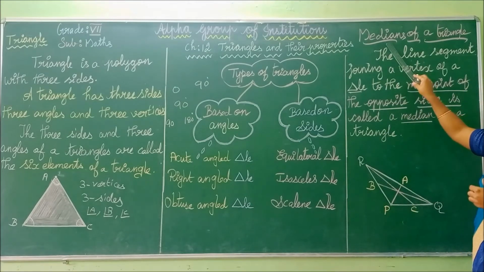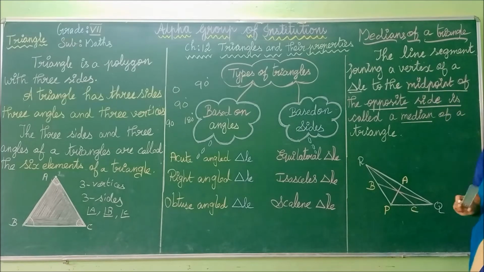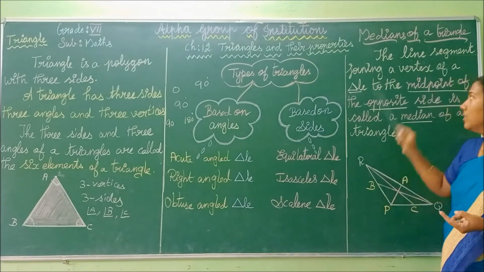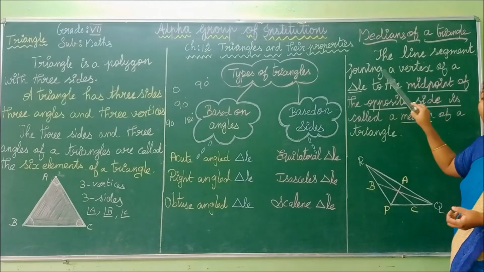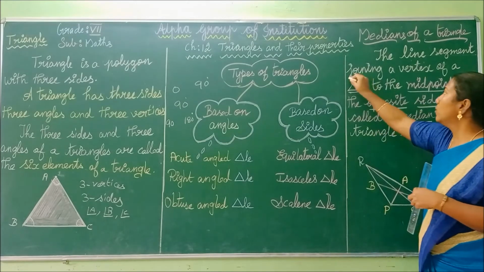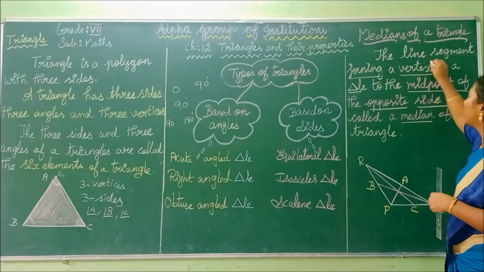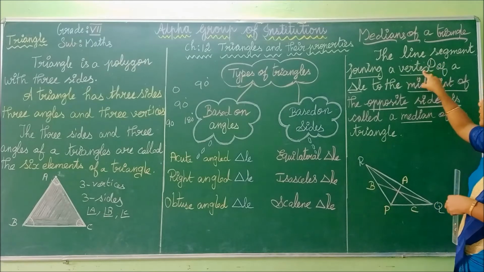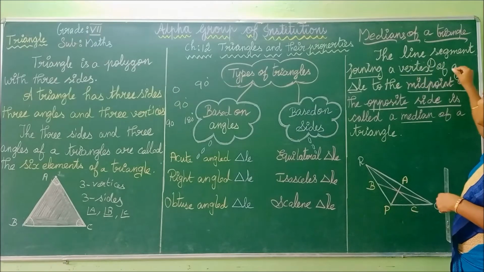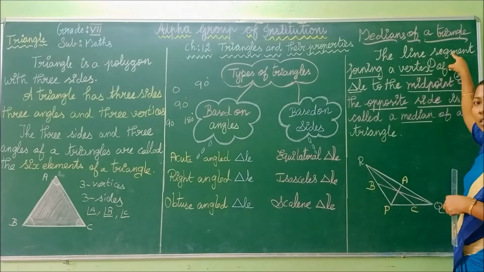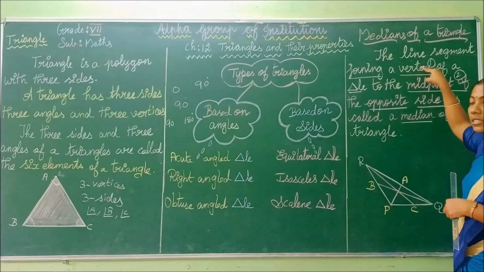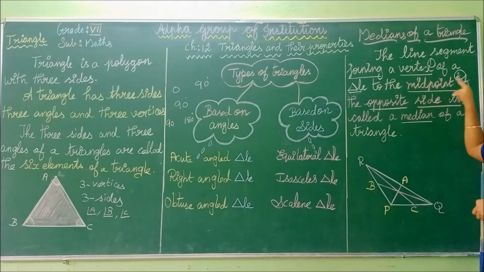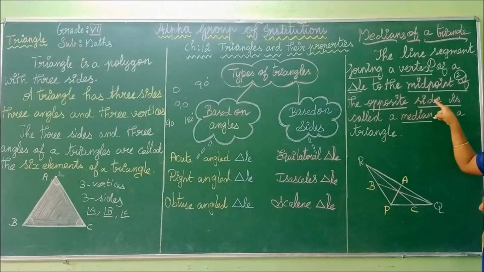Median is nothing but a line segment. The line segment joining two things. What are the two things? One is a vertex and another one is a midpoint. So a line segment joining a vertex of a triangle to the midpoint of the opposite side is called a median of a triangle.